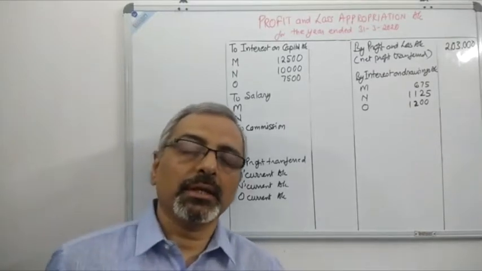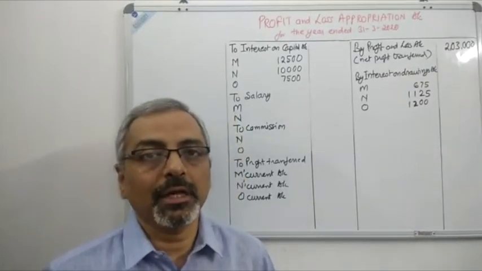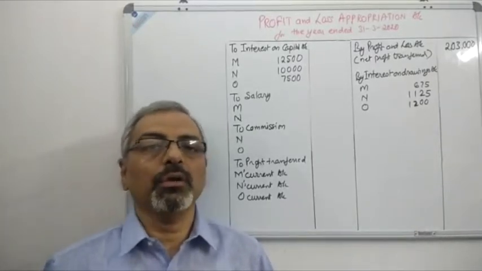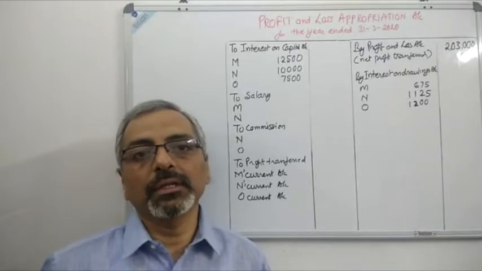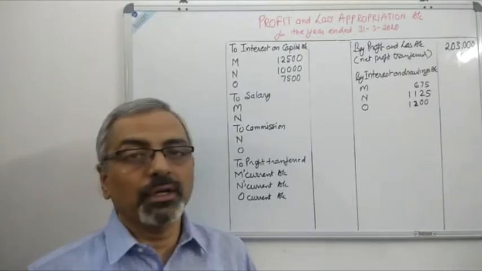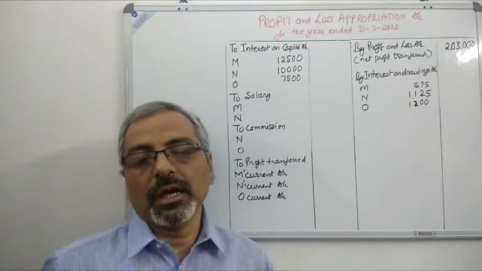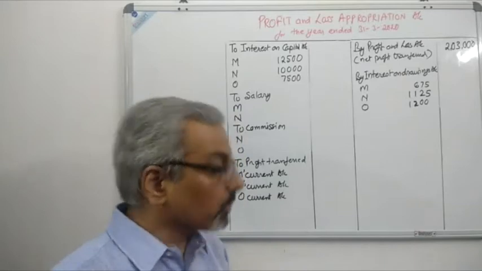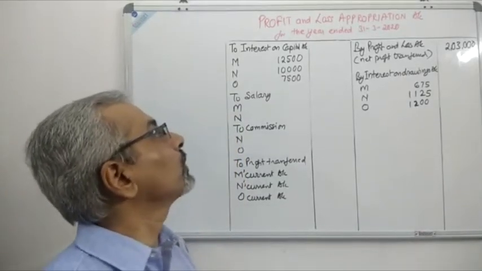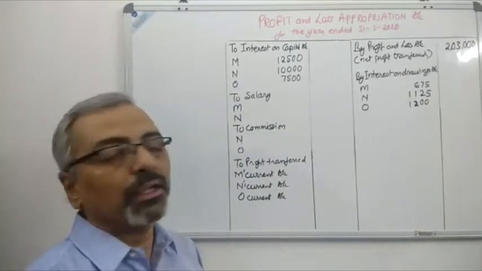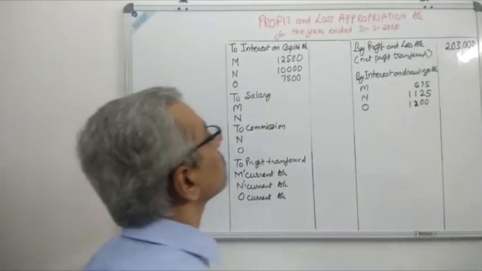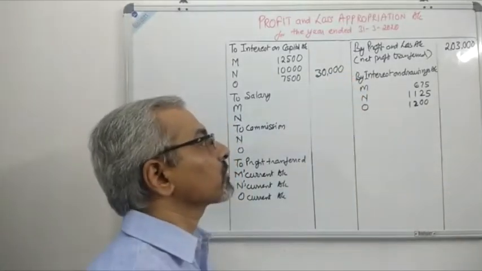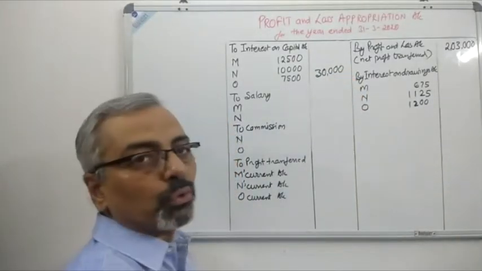The question has stated that the profit for the year has been 2,03,000, which I have already posted in the credit side. You can see over there to profit and loss account, net profit transfer 2,03,000. I have now posted the figures which I have calculated just now, that is the interest on capital and interest on drawings. You can see very carefully the interest on capital of M, N and O was 12,500, 10,000 and 7,500, which totals to 30,000, and the interest on drawing of M, N and O totals to 3,000.